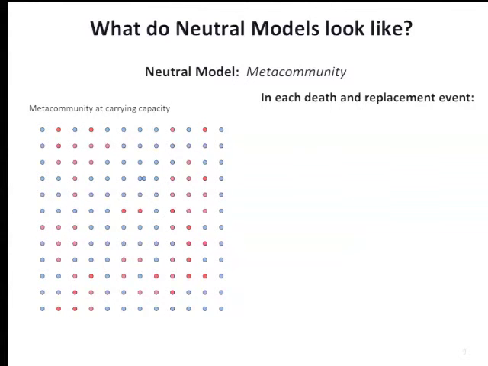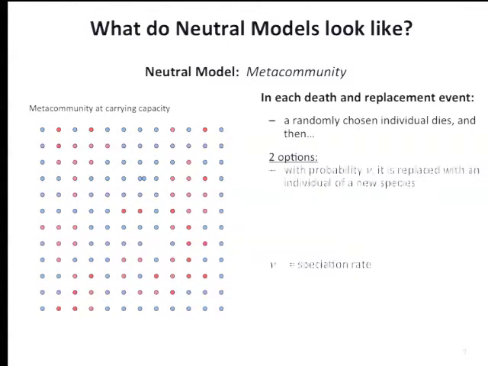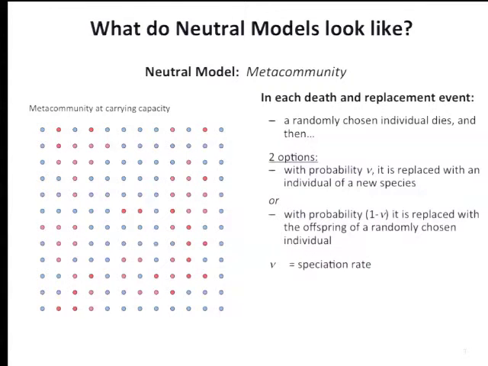We have death and replacement events. A randomly chosen individual dies, and now instead of immigration, there's speciation as a possibility. So an entirely new species can fill in the vacant site, or it could be an offspring from the surrounding community. So this is clearly a very simple model of speciation where a new species starts out entirely rare. People have explored more complex speciation mechanisms in the context of the mathematics of neutral theory. And it does make some difference, although people argue it doesn't change the degree to which neutral models fit data well.